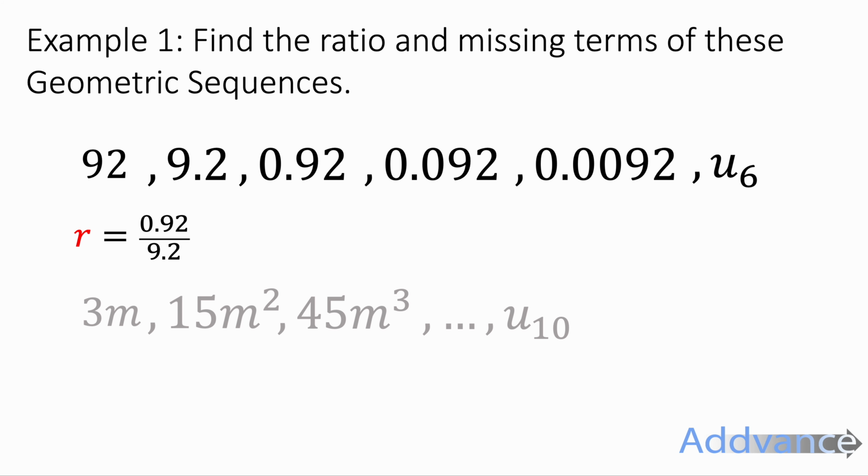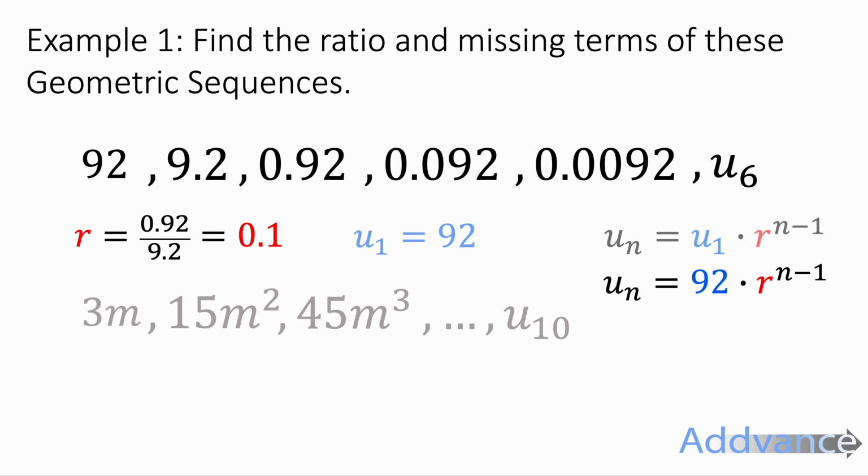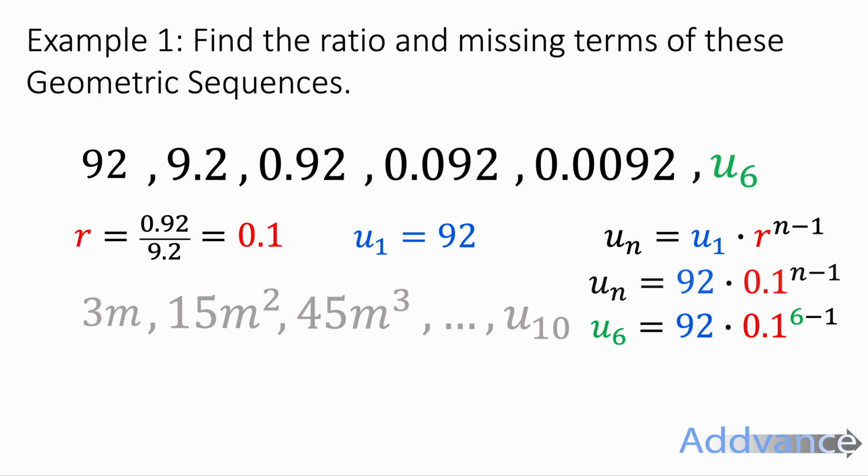We type that into our calculator and you'll get 0.1 or 1/10. So we now know the ratio is 0.1. Again, I did that by dividing any term of the sequence by the previous term. The first term is just 92 because it's the first term of the sequence. We now need to find the sixth term because we're missing U6. So we're going to put n equals 6 in. The first term is 92. The ratio is 0.1. And we're going to replace the n's with 6, like this.